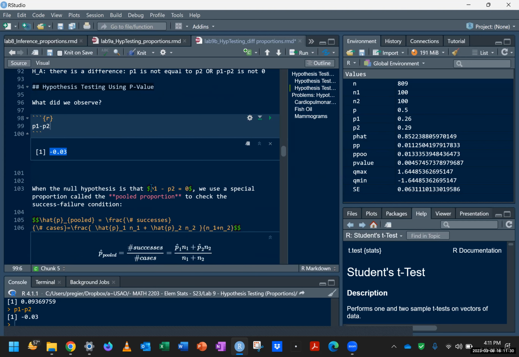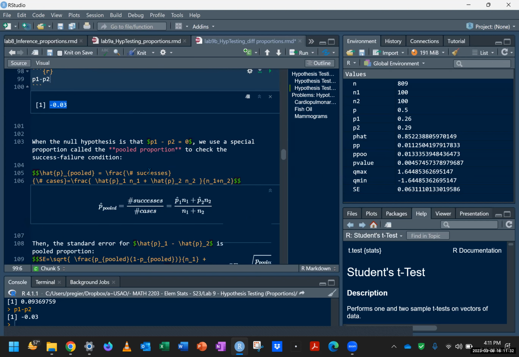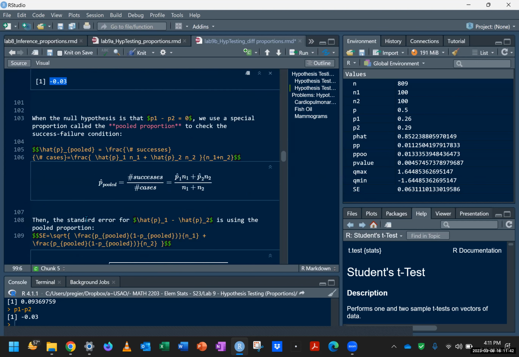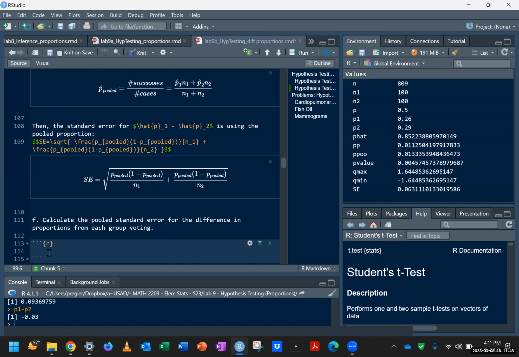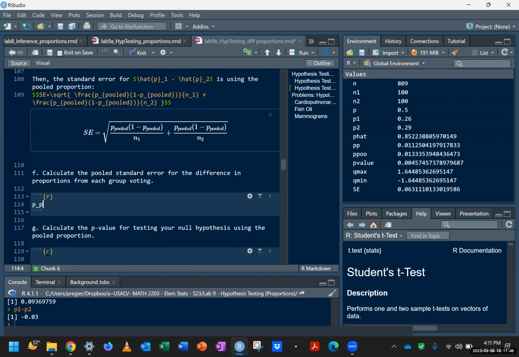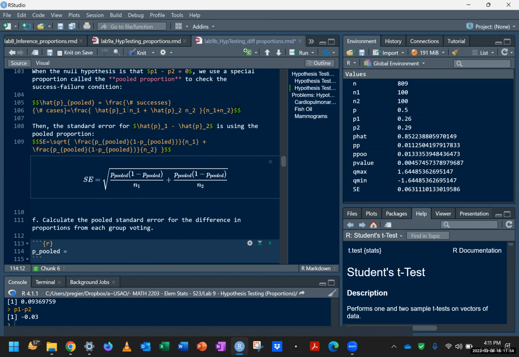So to do this analysis, we have to do something a little more complicated. We have to find a pooled proportion. We're going to put these two samples together. We got 100 people from one group, 100 people from another group. We're going to put them together and use that pooled proportion to calculate our standard error. So let's do that. So P pooled, I'm going to call it, would be this formula here. I think I can copy paste this.